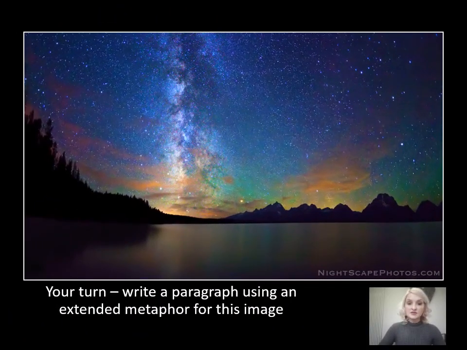Okay, task for today then. I would like you to have a look at this image and write a paragraph or two where you use an extended metaphor. Which extended metaphor is going to work most effectively here? We're probably going to focus on that sky. What is that sky reminding you of? Which words do we associate with that particular thing? Can you stretch it throughout your writing?